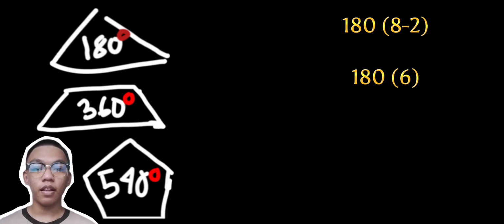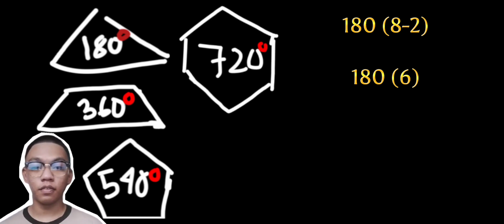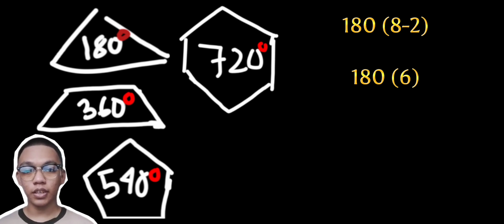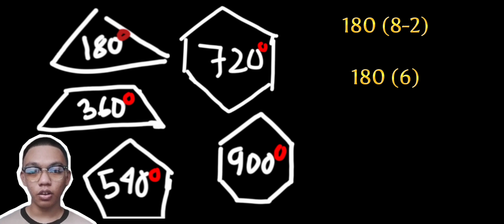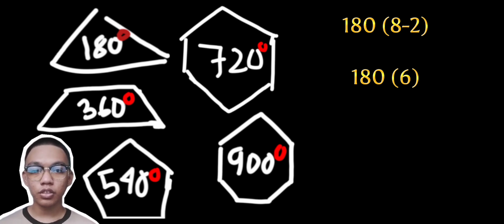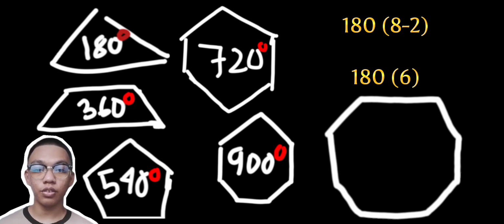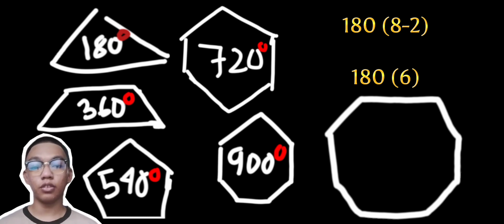So, what if we have, let's say, a hexagon? What is the sum of the interior angles? And what about, let's say, a heptagon? What will be the sum? And then also, what about for an octagon? So you notice it is increasing by 180, so 540 plus 180 is equal to 720.